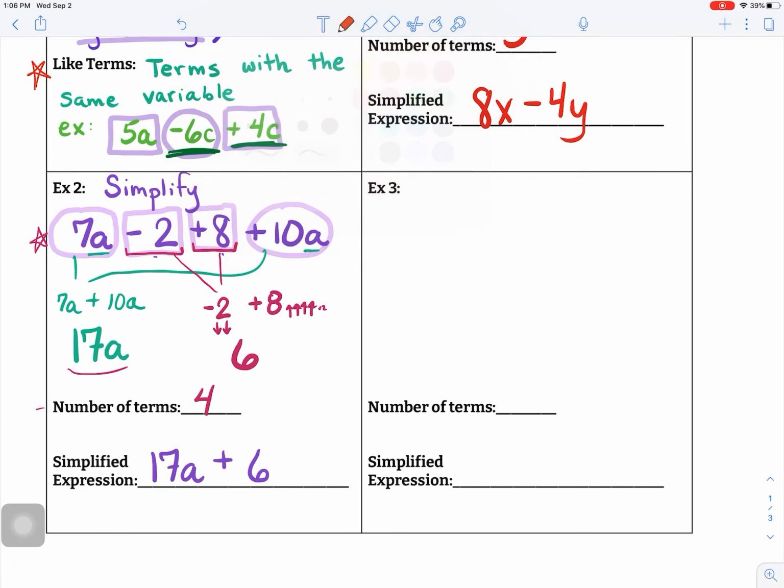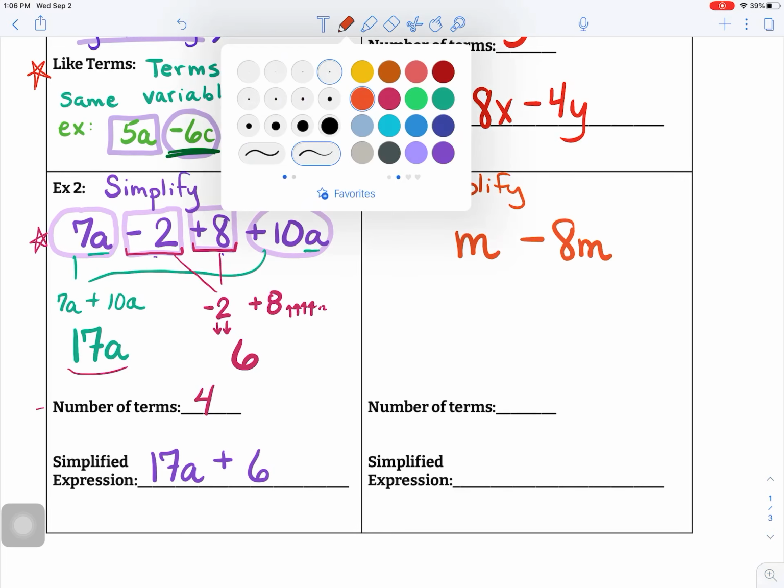Last expression. So again, we are going to simplify. And I want you to write down m minus 8m. Looks creepy simple, right? But there's a couple tricks on this one, so I want to make sure we're looking at it.